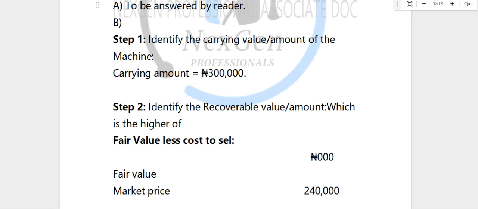Step 2, identify the recoverable value, which is the higher of either the fair value less cost to sell or the value in use.